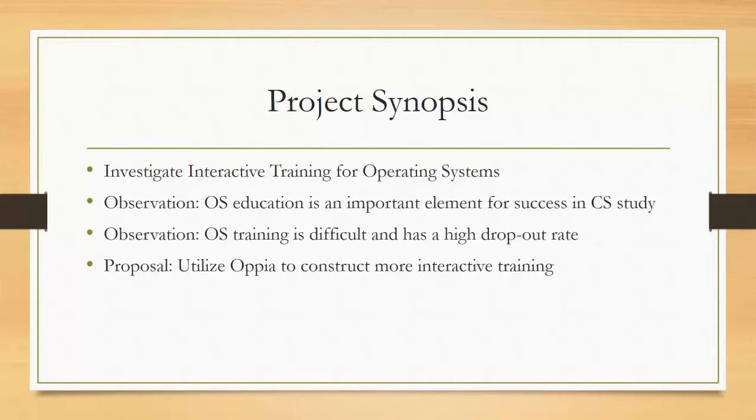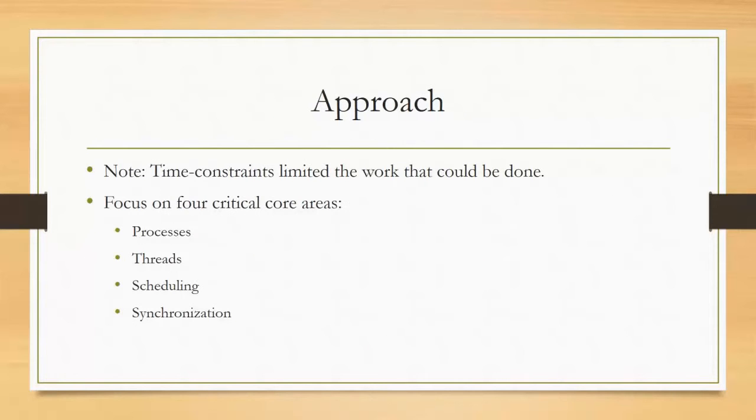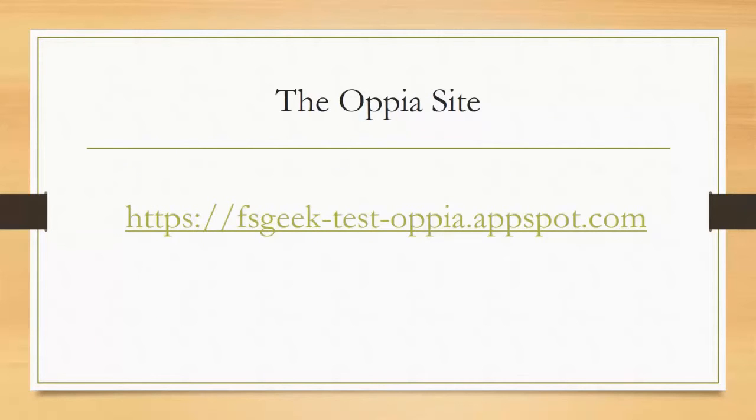So I decided to use Opia to try and create this interactive training. The approach that I've taken has been interesting in that some of the time constraints have ultimately taught me to be more effective in utilizing pre-existing material. I decided to talk about 4 specific areas: processes, threads, scheduling, and synchronization. The actual Opia site is here, and at this point I'm going to do a walkthrough of the Opia site, and then when we're done with that, we'll come back here and finish talking about my overall project.